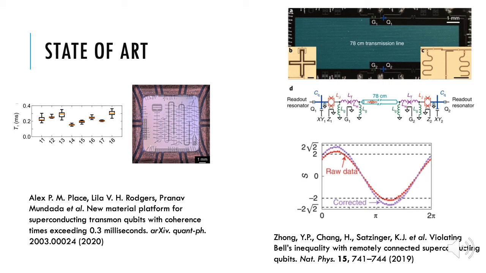In 2019, Zhong demonstrated the deterministic violation of a Bell inequality in a superconducting quantum communication architecture, using a pair of superconducting qubits coupled through a 78 cm long transmission line, with photon emission and capture rates controlled by a pair of electrically tunable couplers.